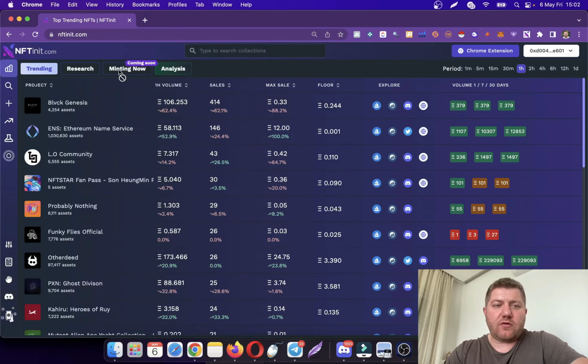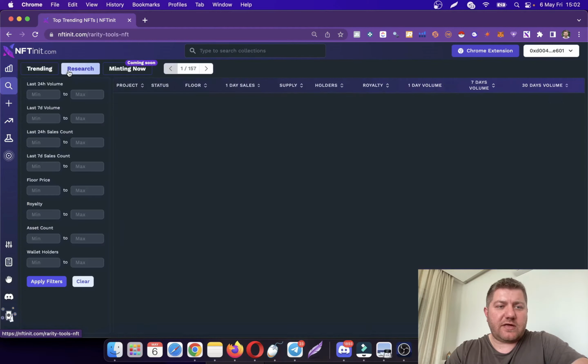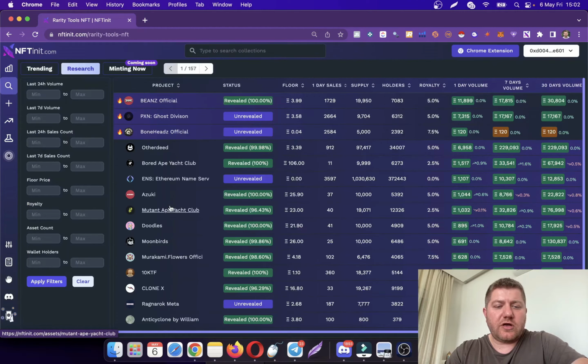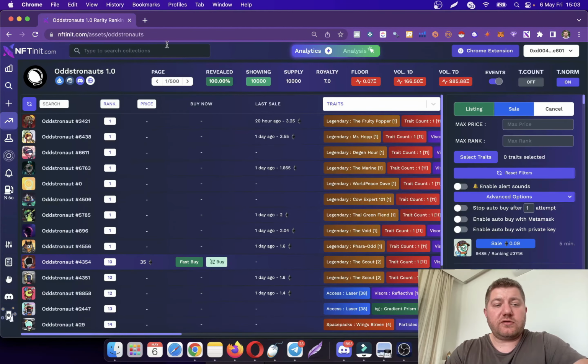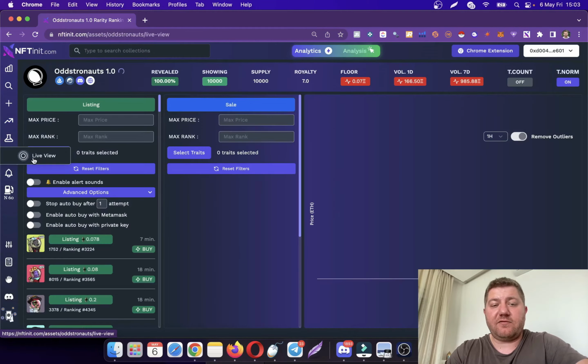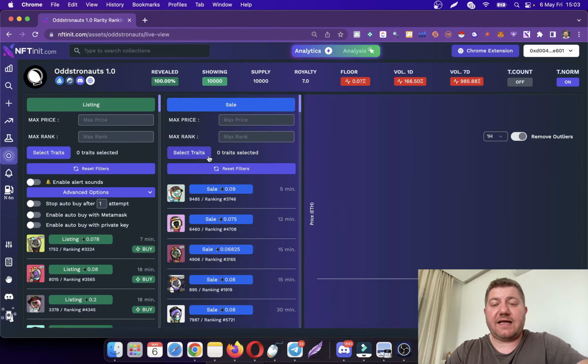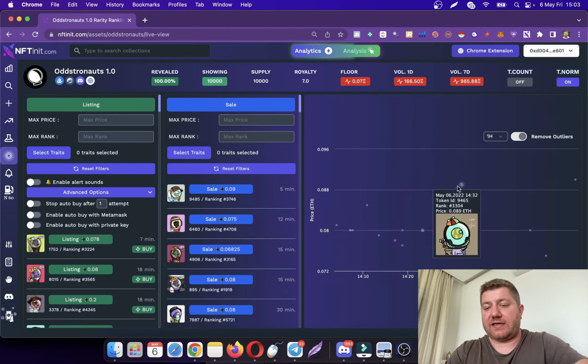So you can go to any collection. Let's go to research, and here let's sort them with the highest one day sales. I want to show you something that is revealed, maybe like astronaut. When you go to this collection, if you click on the live view button on the left panel, you will see a scatter graph on the right side.